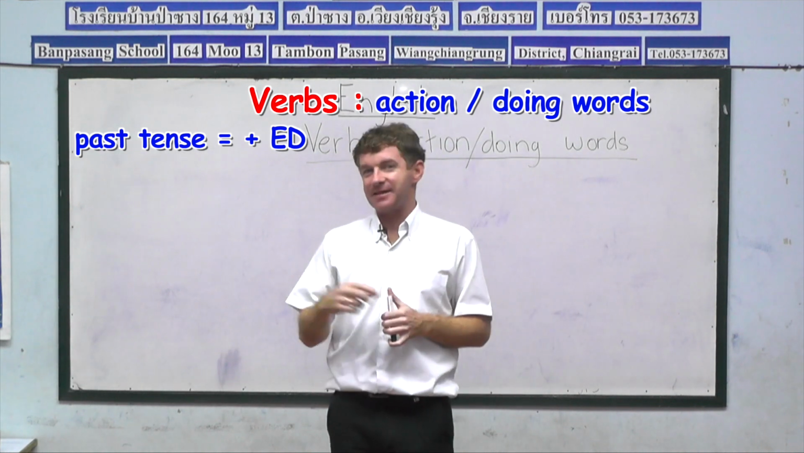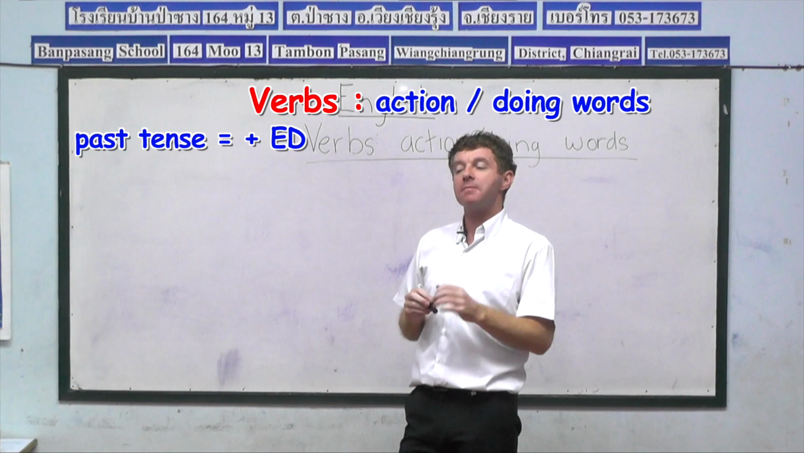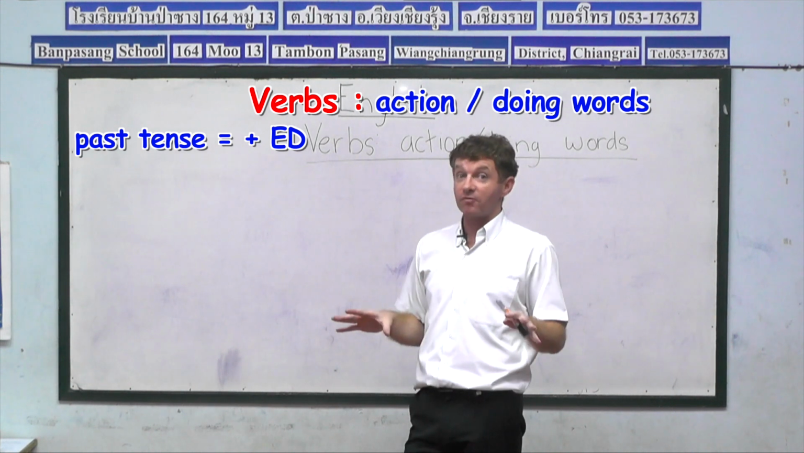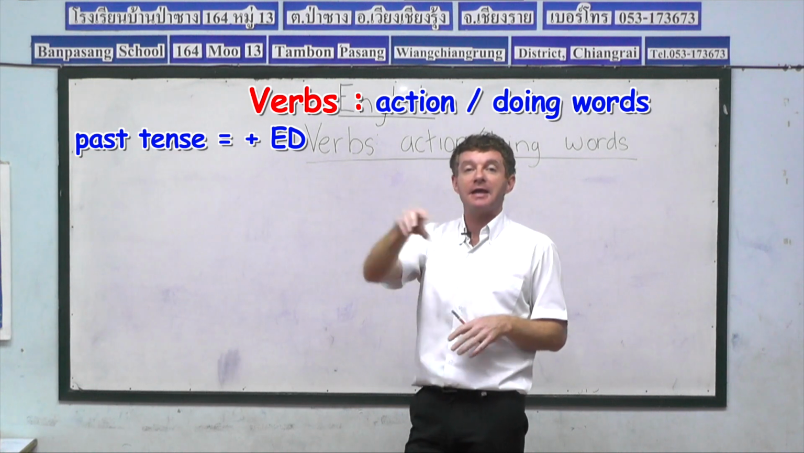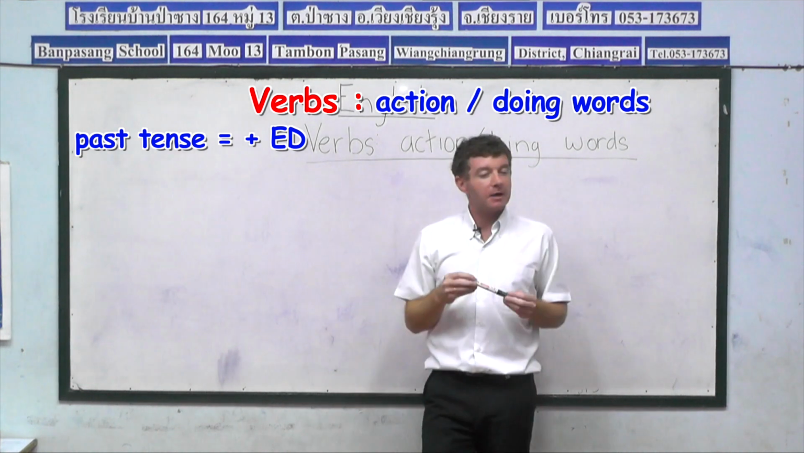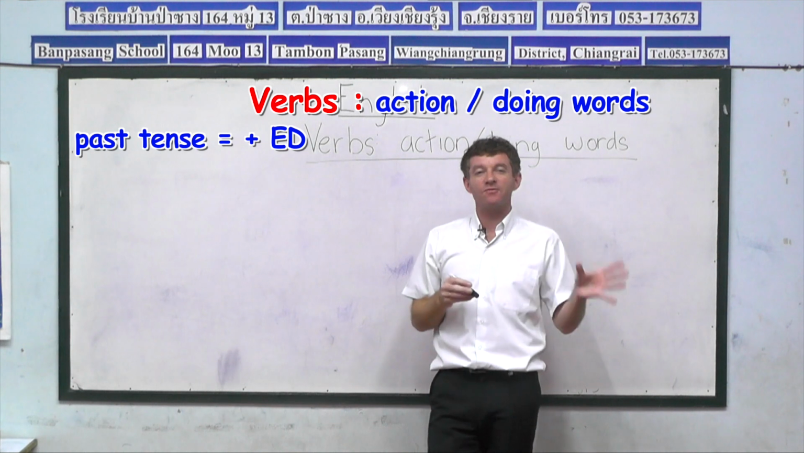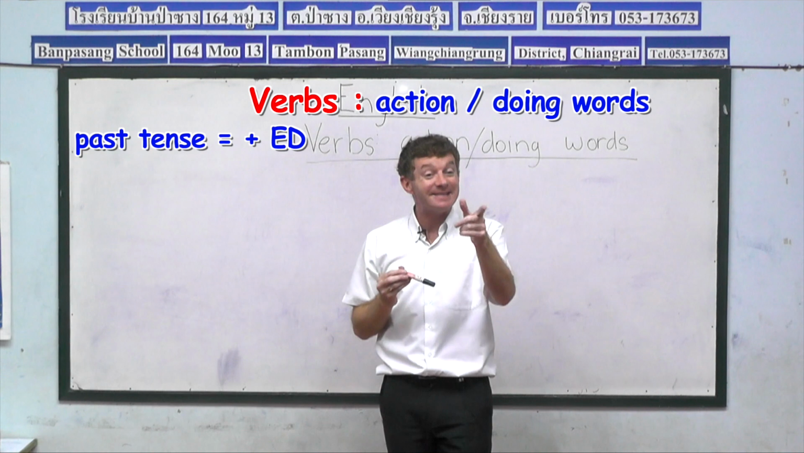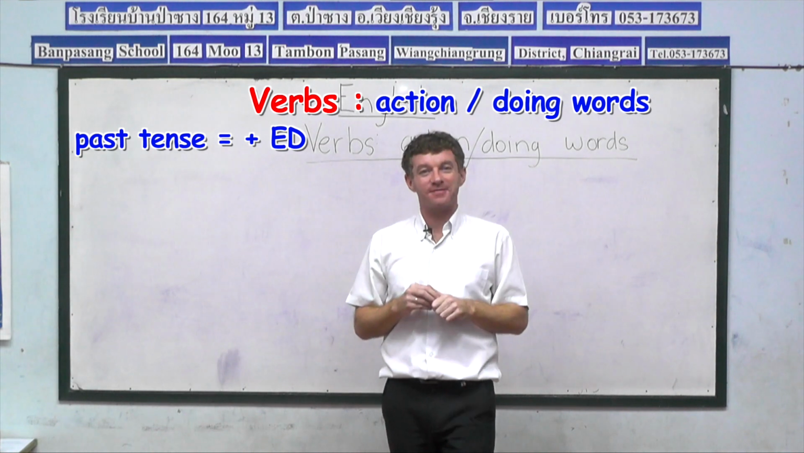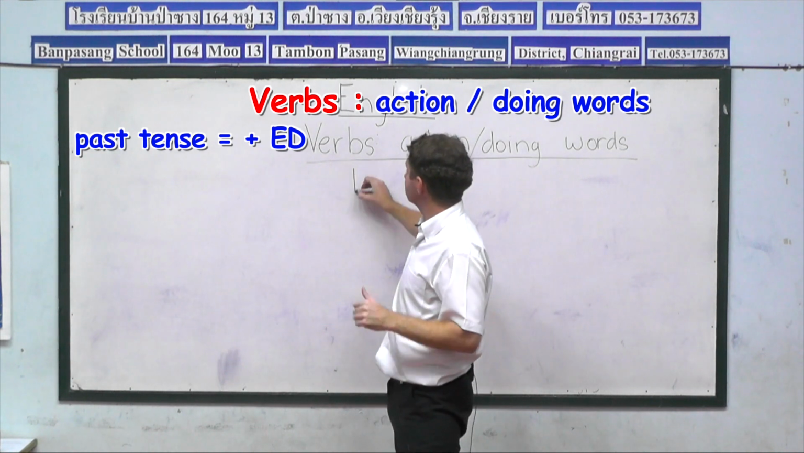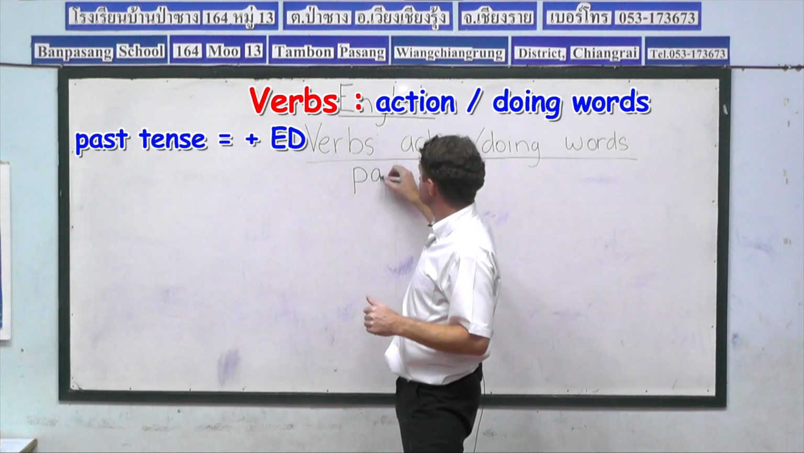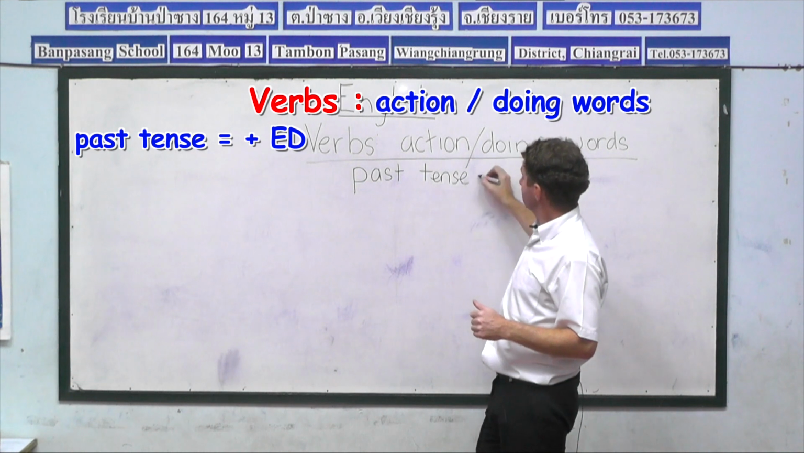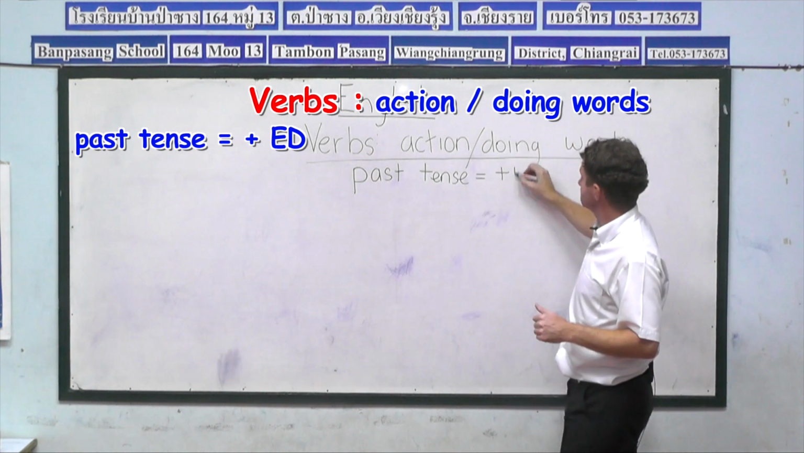Now, does anybody remember what letters we have to add to verbs, the regular verbs, to use them correctly in the past tense? Anyone remember letters for past tense verbs? We have to add 2 letters in particular. ED. Excellent. Well remembered. So for past tense verbs, the regular verbs, that is, past tense for the verbs plus ED.